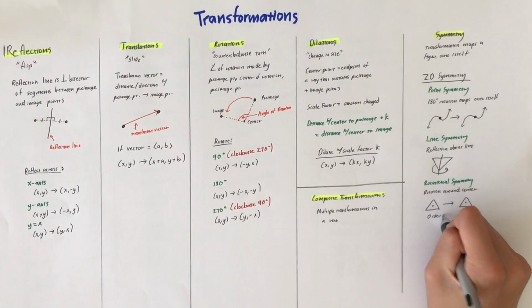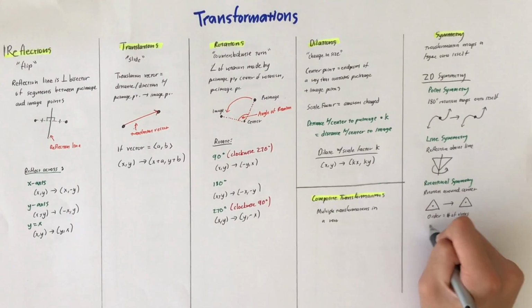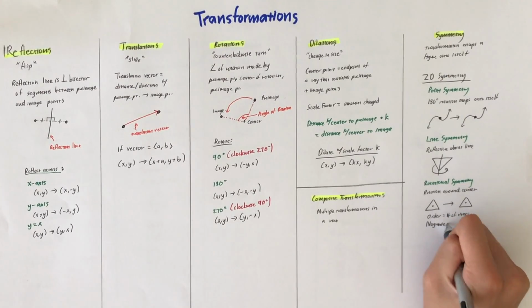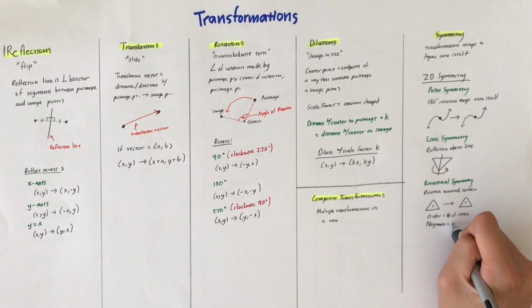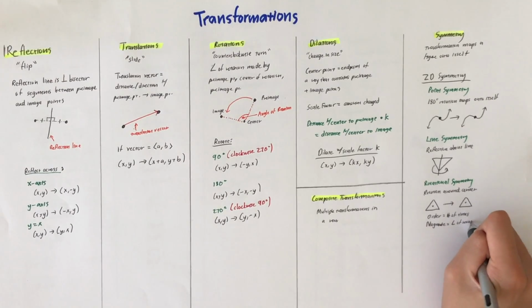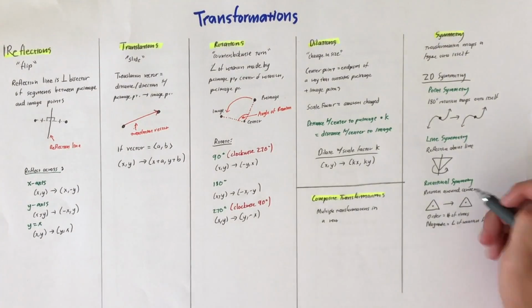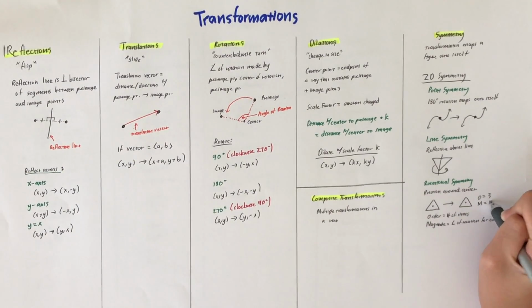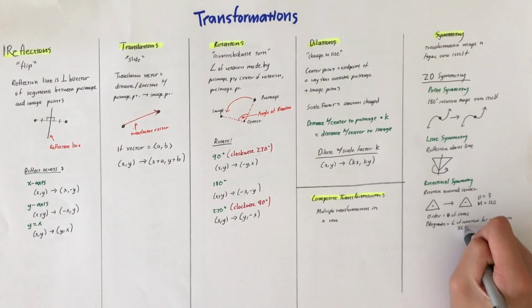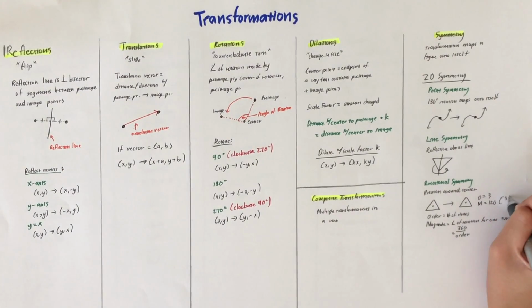Now, rotational symmetry has order and magnitude. Order is the number of times that it can be mapped onto itself, and magnitude is the smallest angle of rotation needed for one turn about the center. You can find the magnitude by dividing 360 degrees by the order. So for example, this equilateral triangle here has an order of 3 since it can be turned 3 times, and a magnitude of 120, or 360 divided by 3.